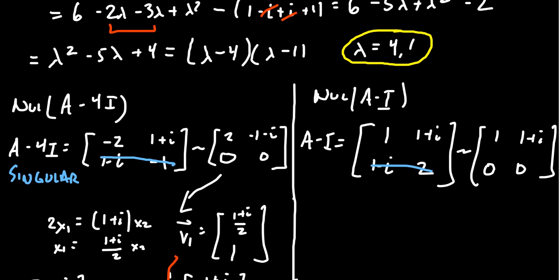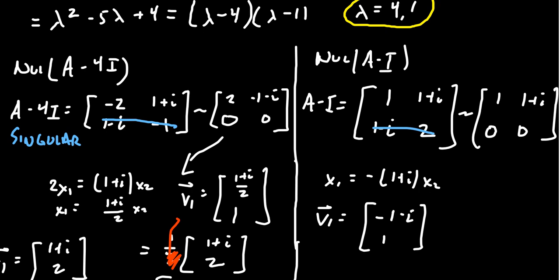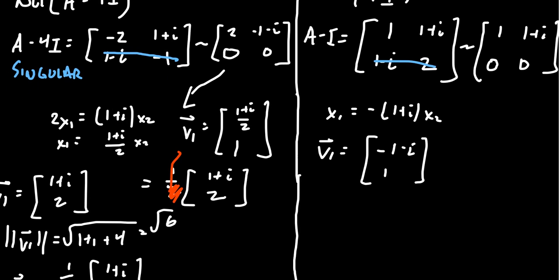And so in terms of our free variables and dependent variables, we get x1 is equal to -1 plus i times x2. And so we can take as a vector v1, we'll just take x2 to be 1 again, and so we get -1 minus i right there. That gives us a pretty good eigenvector. No fractions to have to worry about. We can't really avoid the imaginary numbers whatsoever.